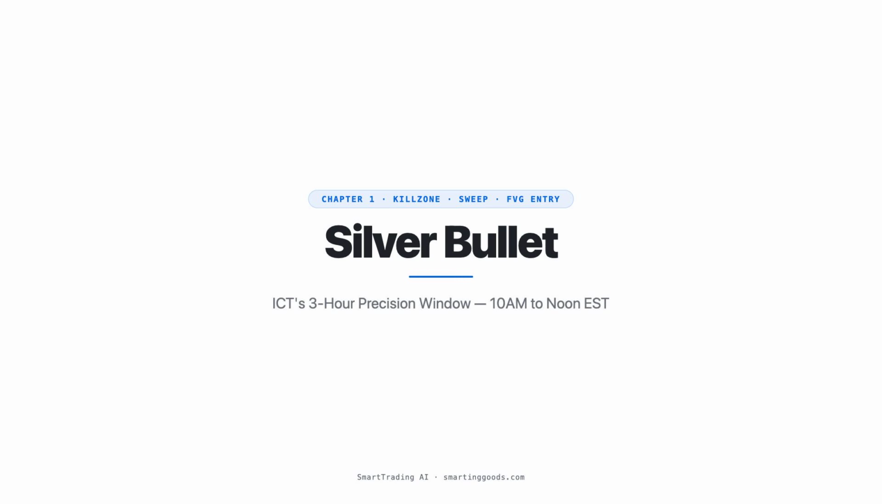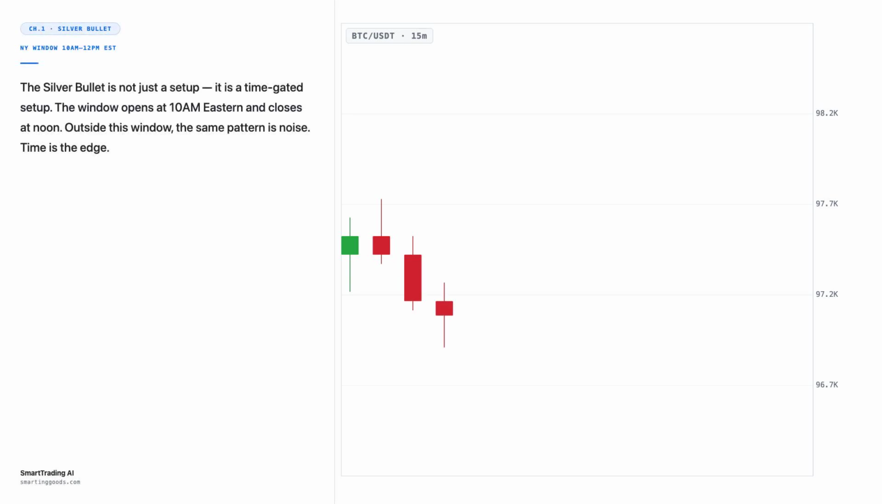The ICT Silver Bullet is a 3-hour window inside the New York session where institutions deliver the highest probability setups of the trading day. Most traders miss it completely because they are looking for signals all day. The Silver Bullet teaches you to wait. The window runs from 10 a.m. to noon Eastern, right after the New York Open volatility fades, and the smart money consolidation liquidity grab is complete.